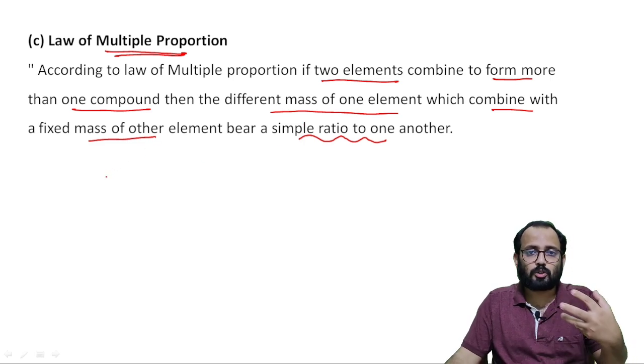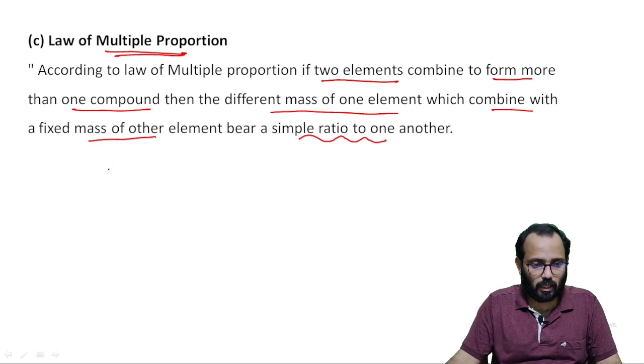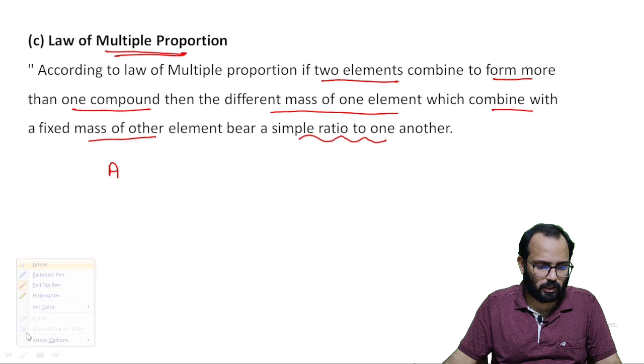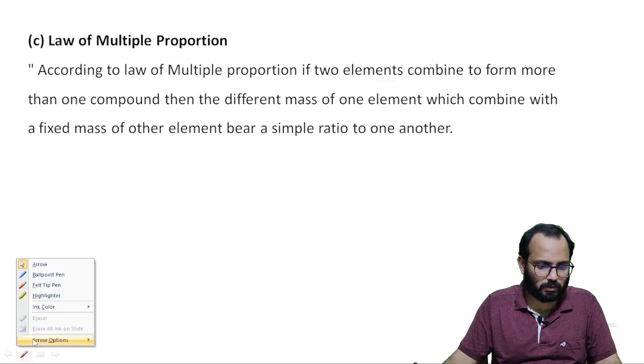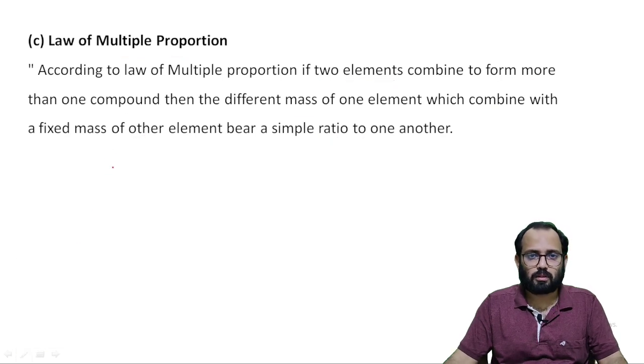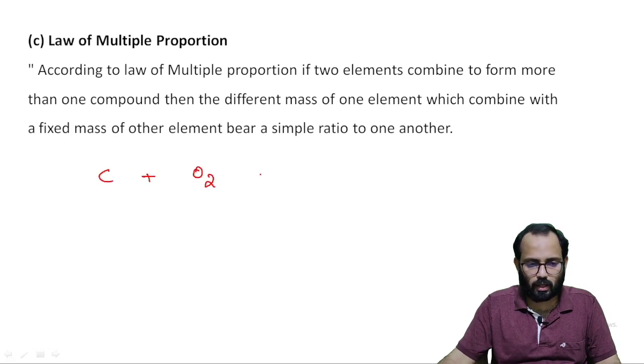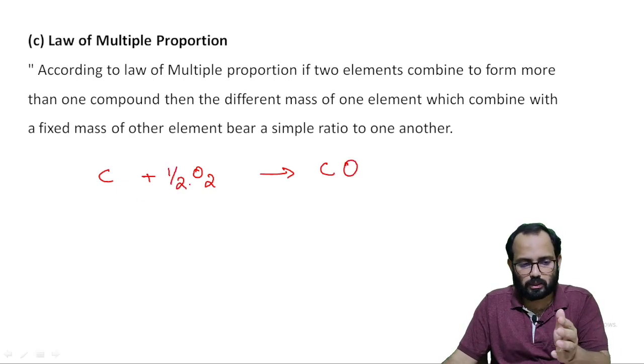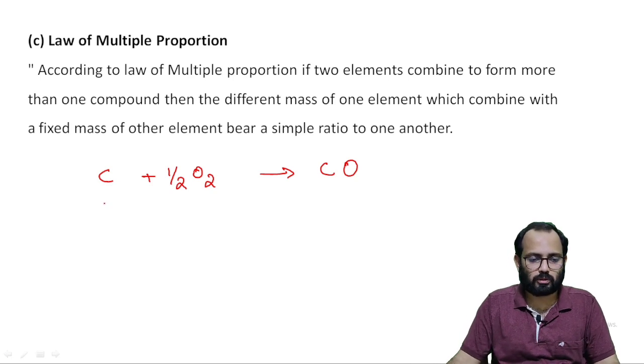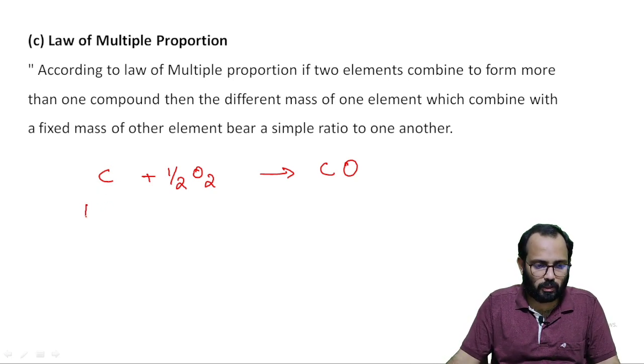So let's say we have two elements. We don't have to take A and B, right? Yes, we'll take actual elements. Let's take carbon. Carbon is reacting with oxygen. Let's say we get carbon monoxide. How are we going to get carbon monoxide? Like this. Carbon is reacting with oxygen, you'll be getting carbon monoxide. So what is the mass of carbon here? 12 gram. What is the mass of oxygen here?